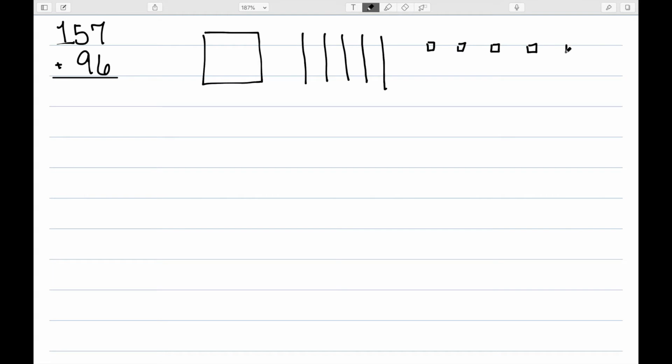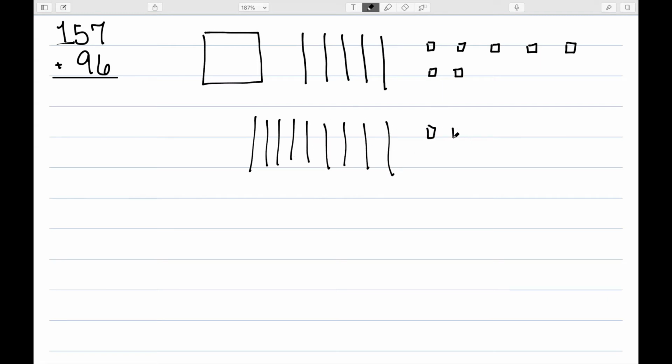Let's look at this problem a little more. 157 plus 96. We can draw a picture to help us understand this problem. We'll let a big square represent 100. Vertical lines represent the tens. And little squares represent the ones. So here I have 157. For 96, I would need 9 of the vertical bars and 6 little squares.